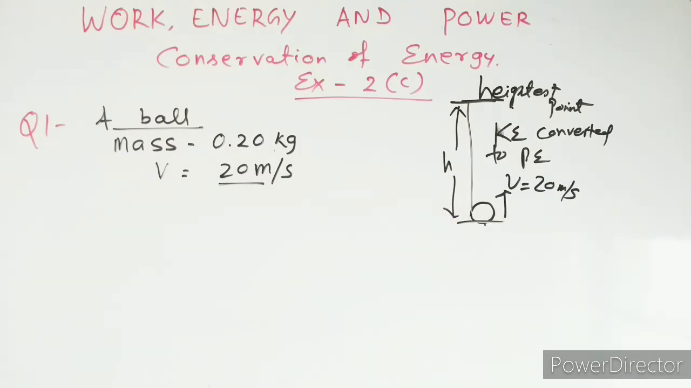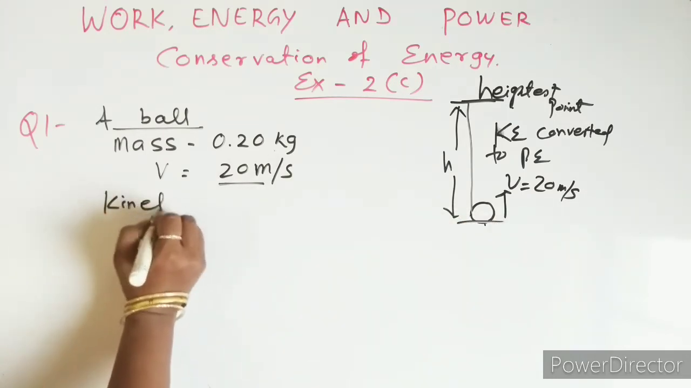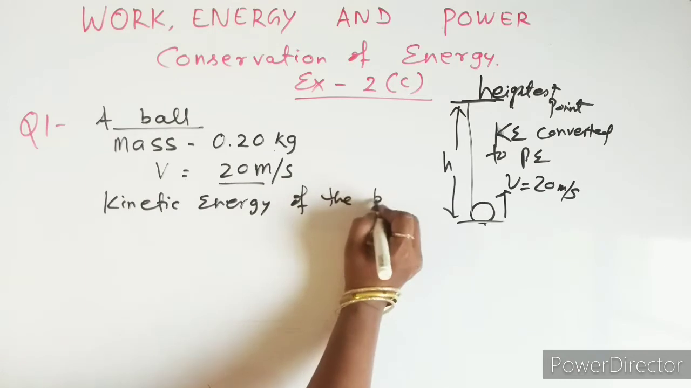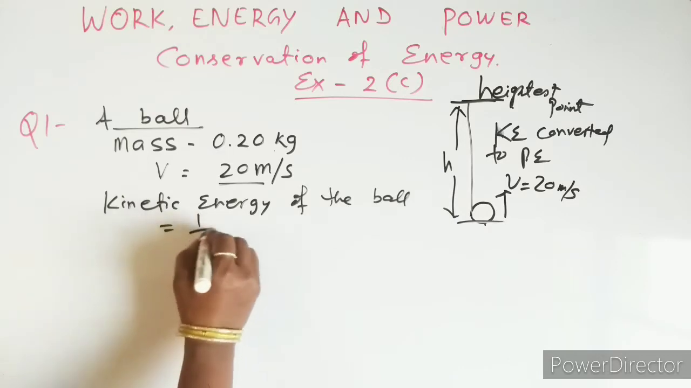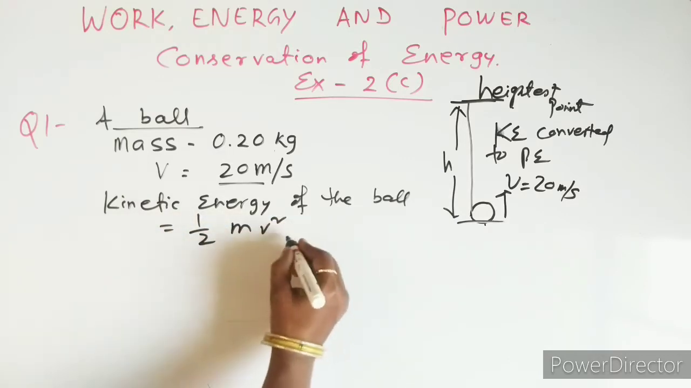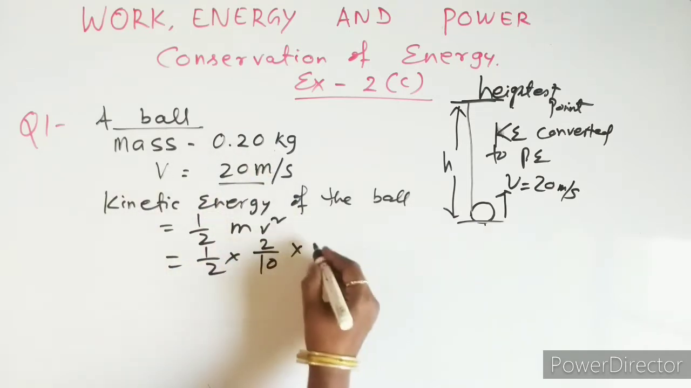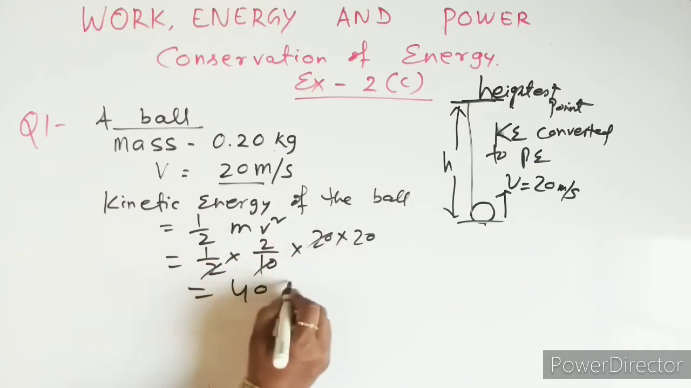Now let us find out the kinetic energy of the ball at the ground. This question seems very easy, but children, while doing it, go for finding this h and again go for the mgh formula. See how simply we can do half mv square. Here half m equals 0.2 by 2, that is 0.1 kg, v equals 20 into 20, and here it comes to 40 joule.